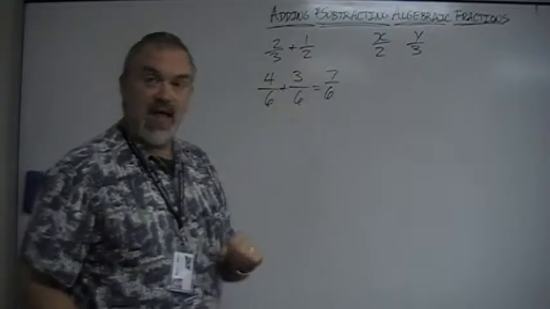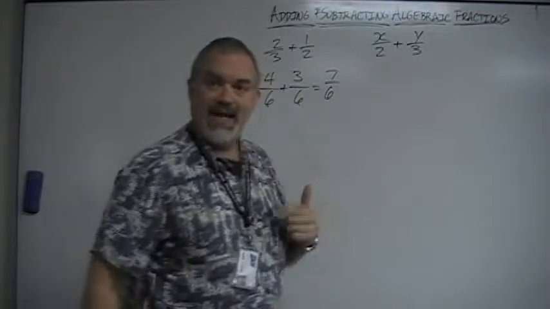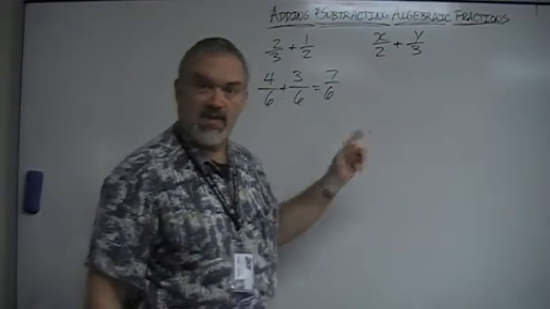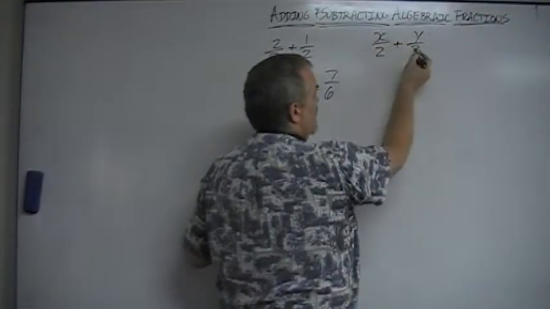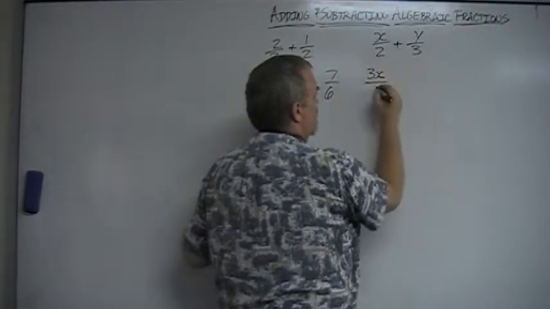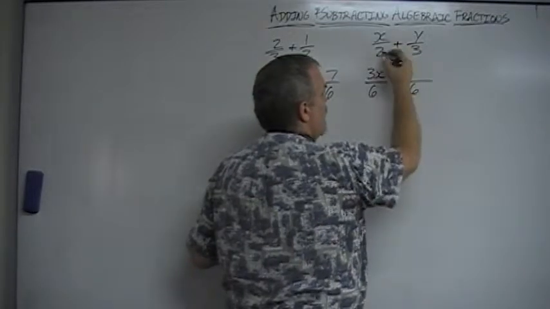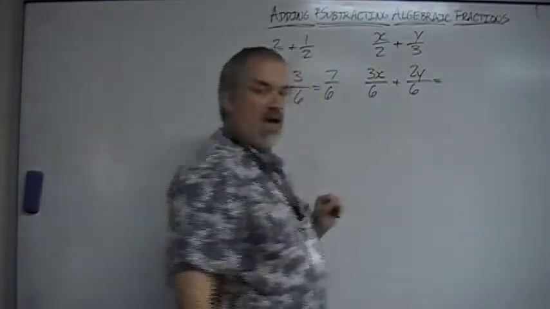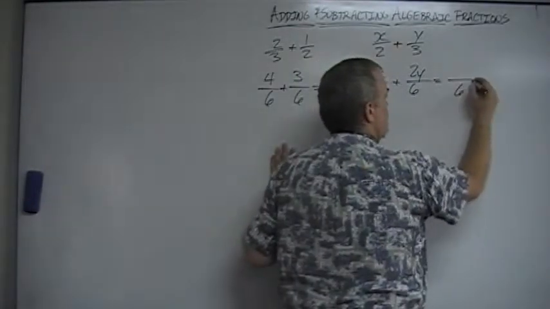The same is true with algebraic fractions. If I wanted to add these together, I need a common denominator. It's still going to be the bottom times the bottom, 2 times 3. That's the simplest way. So, demented fish, x times 3 is 3x. 3 times 2, that's 6, which I put on the bottom of both fractions. And then 2 times y is 2y. I can add those together. It's going to be 6 on the bottom.